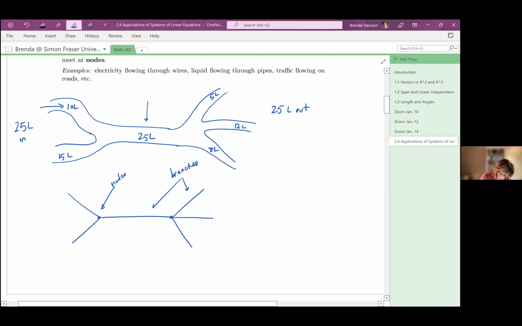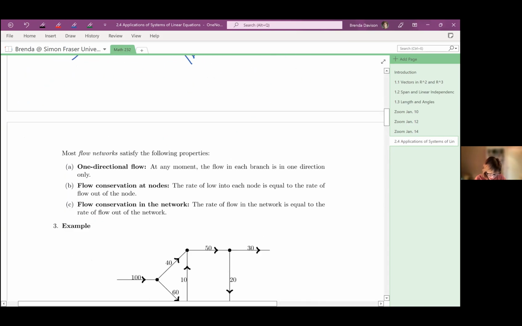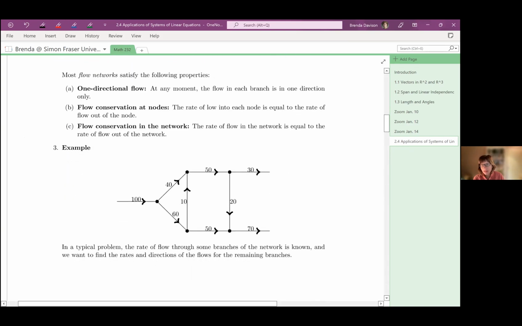Then in this example, we would put a 10 here, 15 here, and we indicate the direction of the flow with an arrow. So we've got a flow here of 25. Here we have a flow of 5, 12, and 8. So we've obviously got the nodes and the branches, and this could indicate a variety of different physical situations. Most of the flow networks that we look at will satisfy these properties.